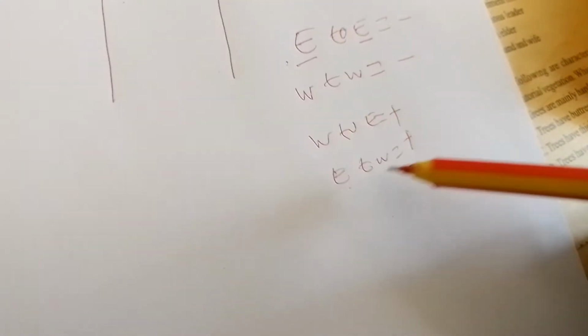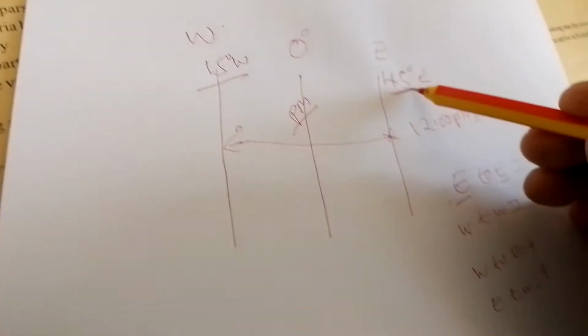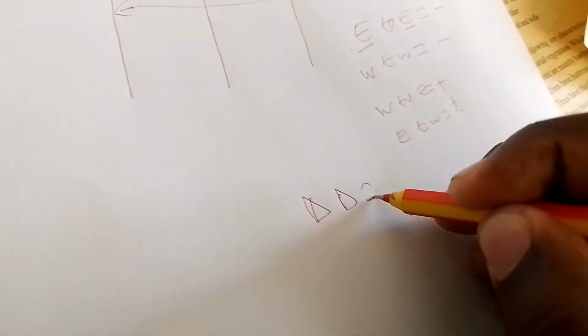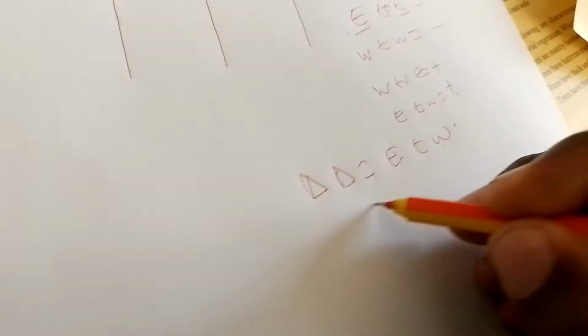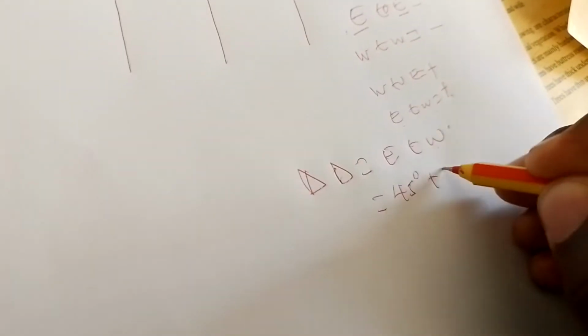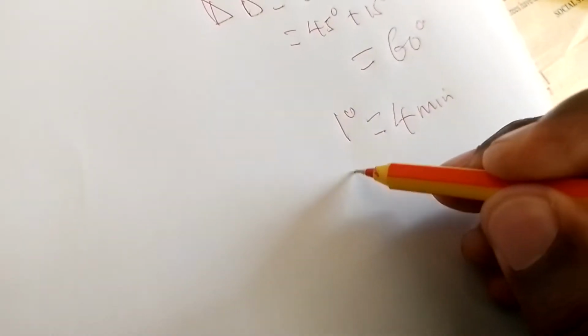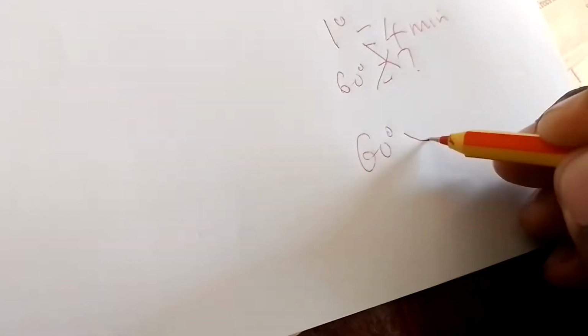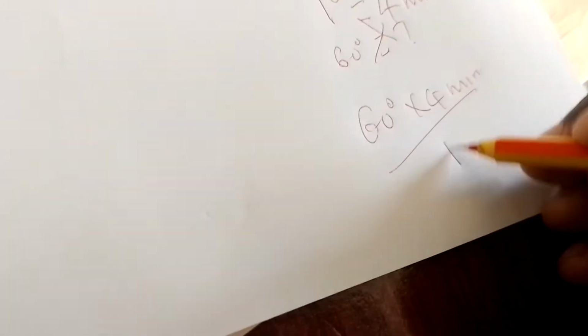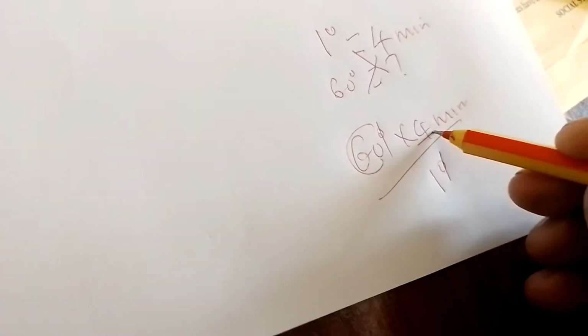We have said when somebody is moving from east to west, we add in terms of degrees. So the degree difference, this is east to west, I'm going to add: 45 degrees plus 15 degrees. What I get here is 60 degrees. Then I say 1 degree is equal to 4 minutes. What about 60 degrees? How many minutes? I'll cross multiply: 60 degrees times 4 minutes divided by 1 degree. So I have 60 times 4, and what I get is 240 minutes.